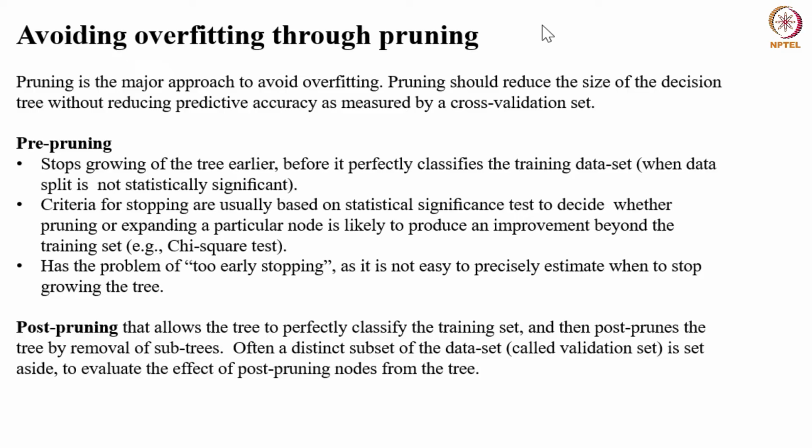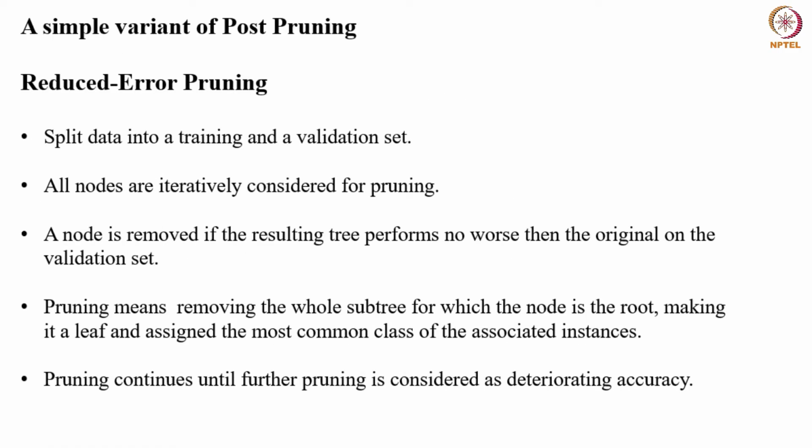I mean, a common approach here is to set aside some part of the data set that we can call a validation set, and use that validation set as a basis for the decisions in the post-pruning phase. One simple variant of post-pruning is called reduced error pruning.